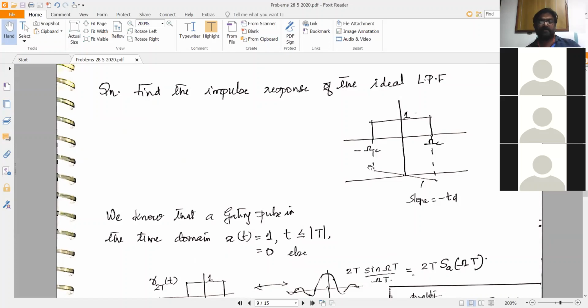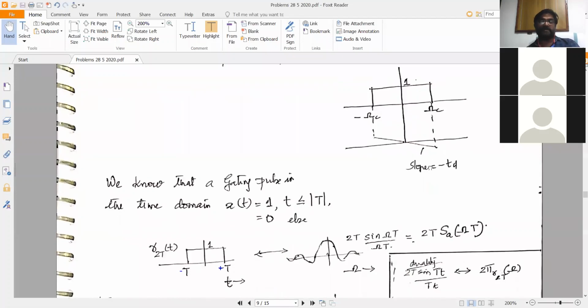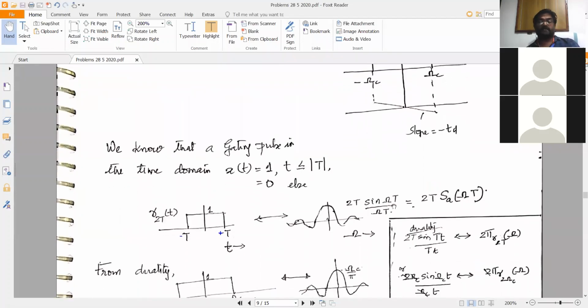A linear phase response will introduce a time delay of TD. The shape of the signal, if the signal lies totally in the pass band, will not be distorted. So therefore, what will happen?